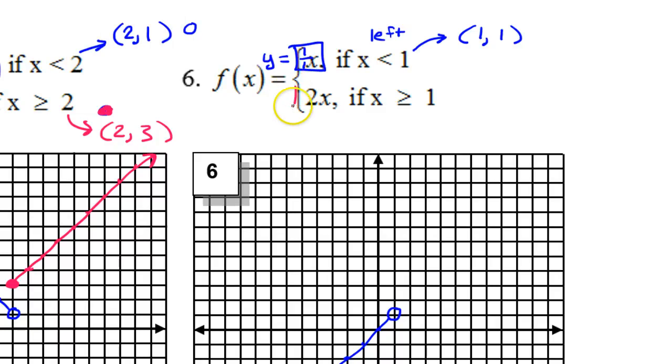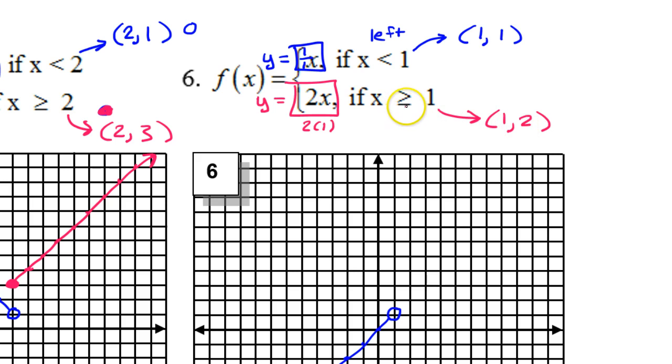Now I'm going to do the second piece, y equals 2x. Again, I'm going to start with the endpoint, which is going to be 1 comma something. This is my x value. I need the y value, which I will get from right here. This is going to be 2 times 1, which is 2. So (1, 2) is my endpoint.